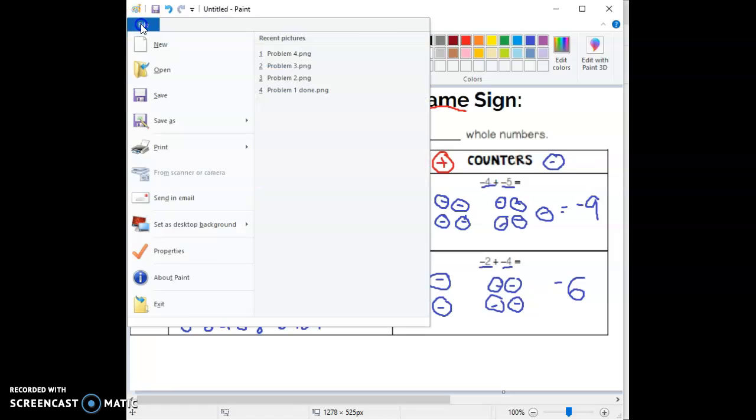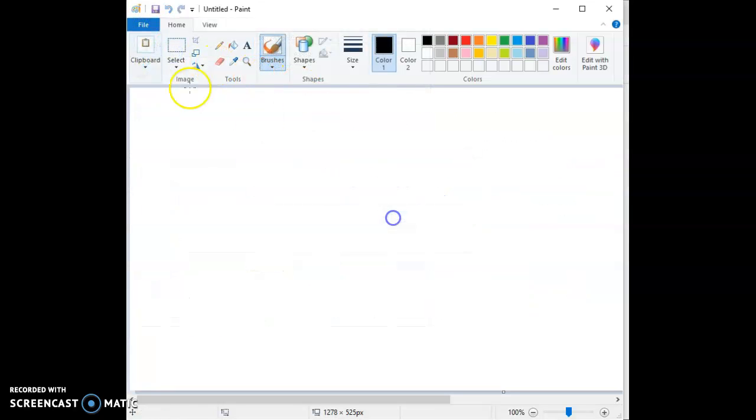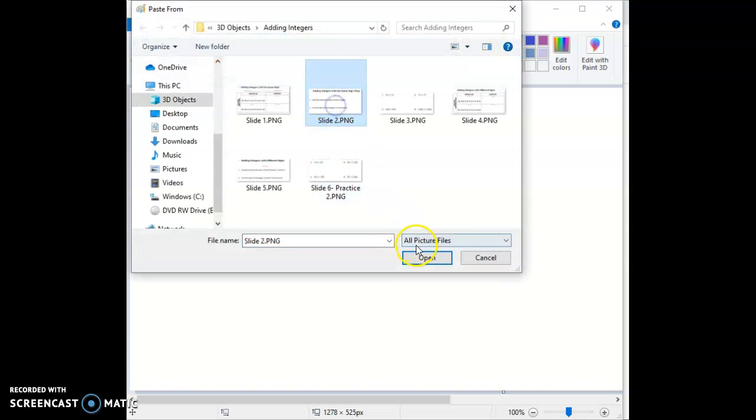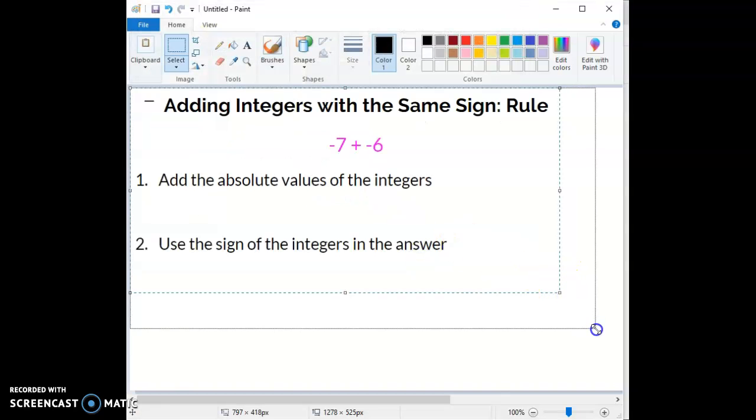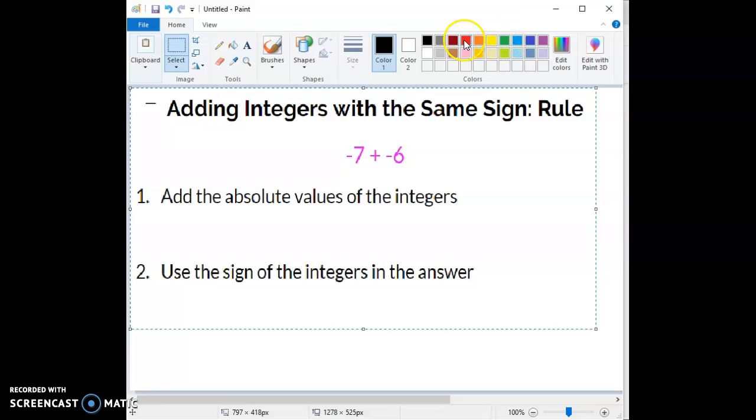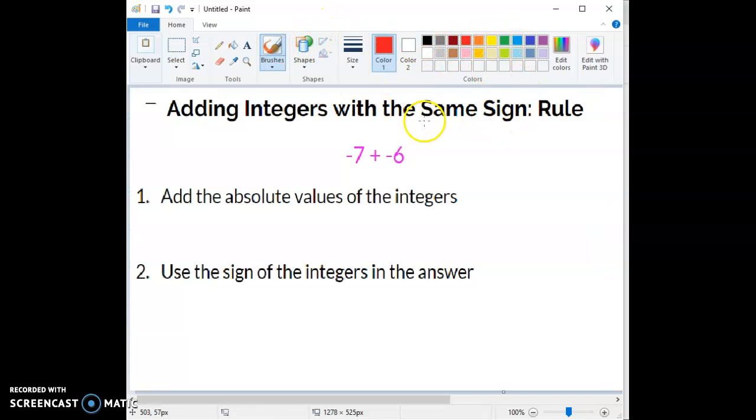Okay? Next is how we can use it with just the rules, so we don't have to draw every single time. Looking here, it's still same sign. So this is something you need to write nice and big, somewhere where you'll find it again. If they're the same sign, you are going to add.